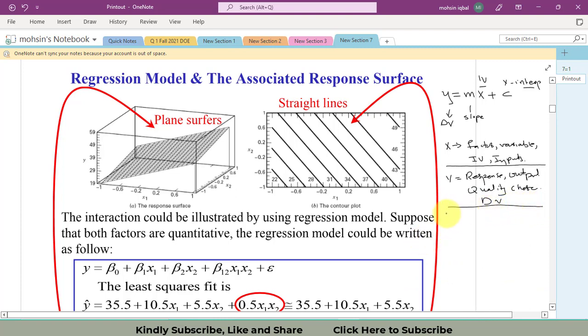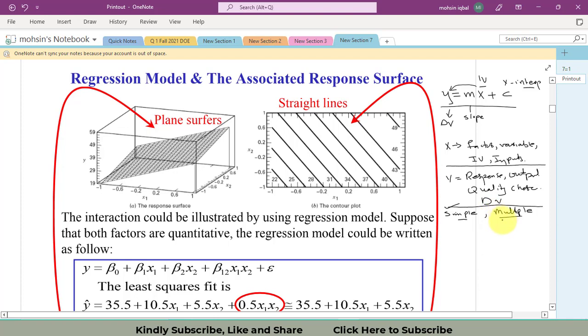A few of the regression models are simple regression models and multiple regression models. What's the difference between them? If we want to regress a single independent variable, like in this model where there is only one independent variable and one dependent variable, and we want to find the effect of this independent variable on the dependent variable, we call it a simple regression model.